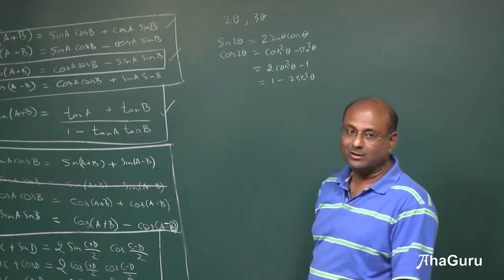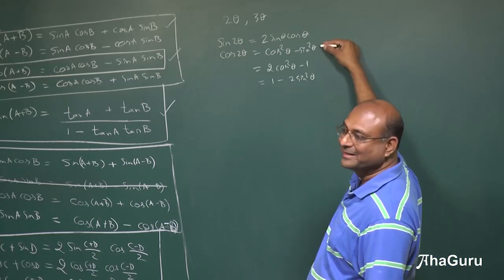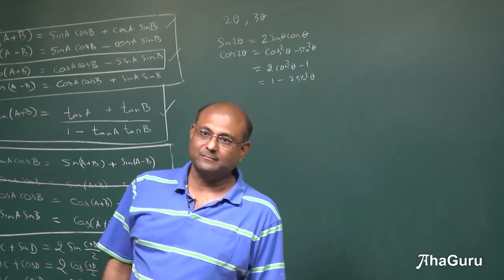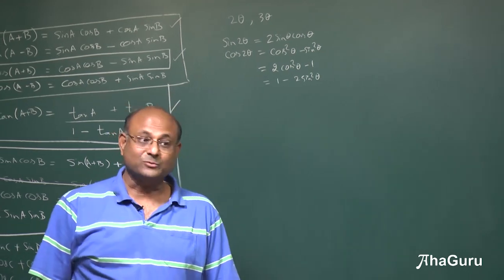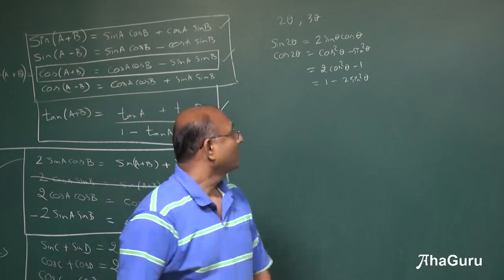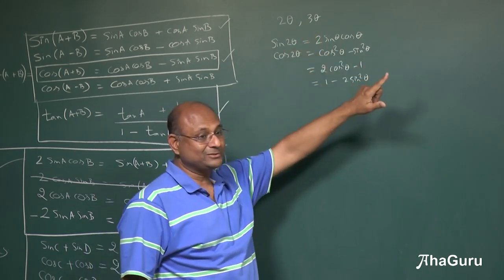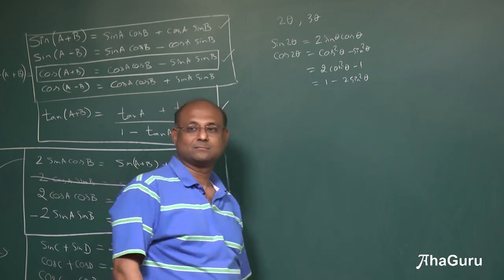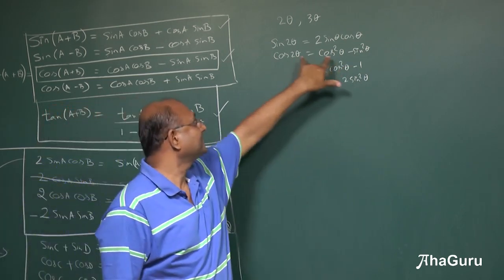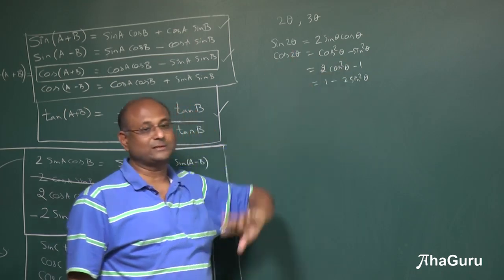Do I need to remember all of these forms? Yes. Okay, this many times is good. Cos square plus sine square, 1. Cos square minus sine square, cos 2 theta. Okay, so cos square minus sine square theta is going to give me cos 2 theta. 2 cos square theta minus 1, 1 minus 2 sine square theta.